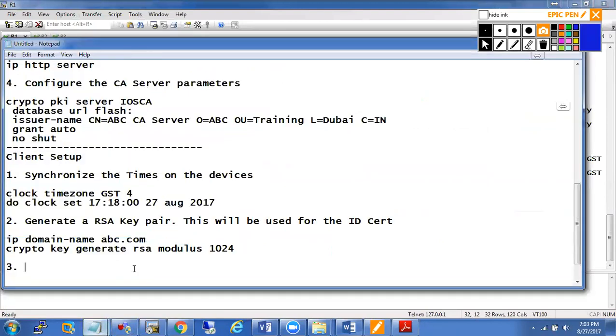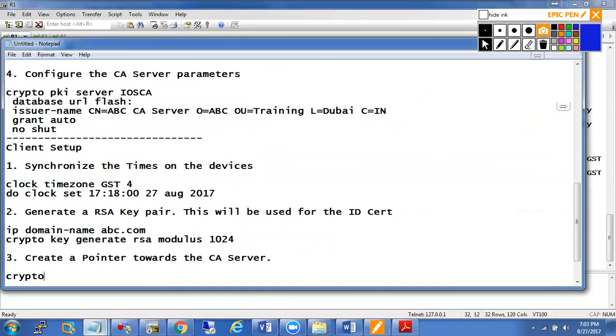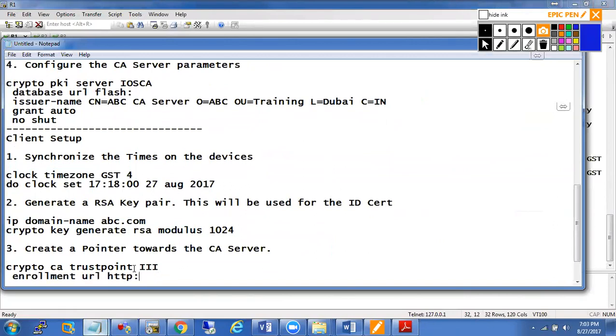Number 3, create a pointer towards the CA server. Where is your CA server? You need to point to it. Crypto CA trust point. You can also say PKI trust point, it doesn't matter. Then the URL, http://, specify the IP address.